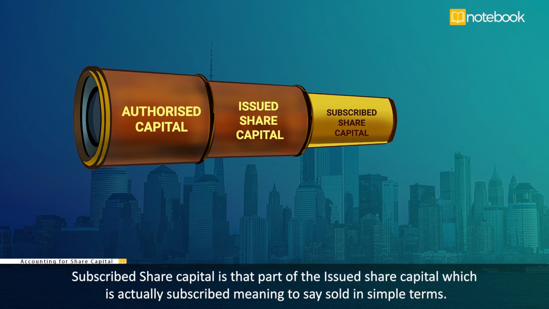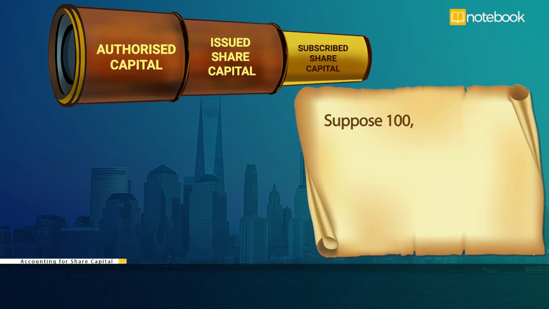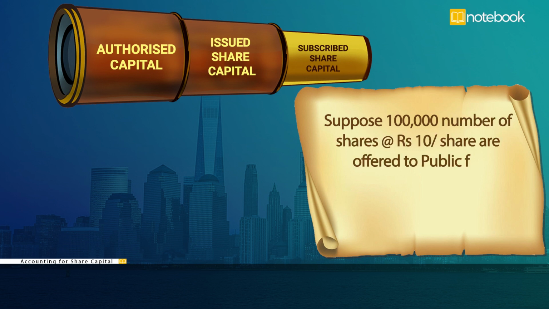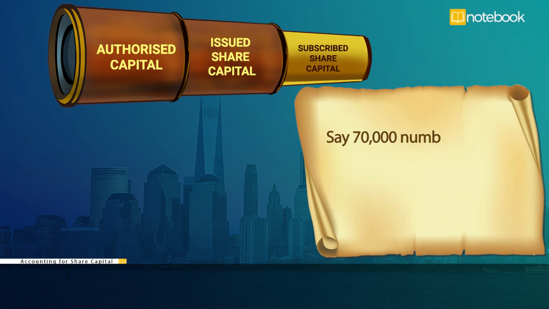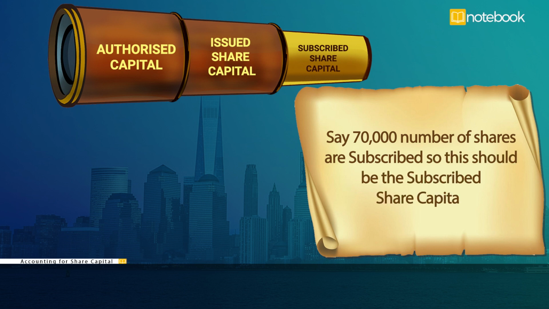Subscribed share capital is that part of the issued share capital which is actually subscribed, meaning to say sold in simple terms. Suppose 1 lakh number of shares at the rate of rupees 10 per share are offered to public for subscription. So, here the issued share capital is rupees 10 lakh. Say 70,000 number of shares are subscribed, so this would be the subscribed share capital.